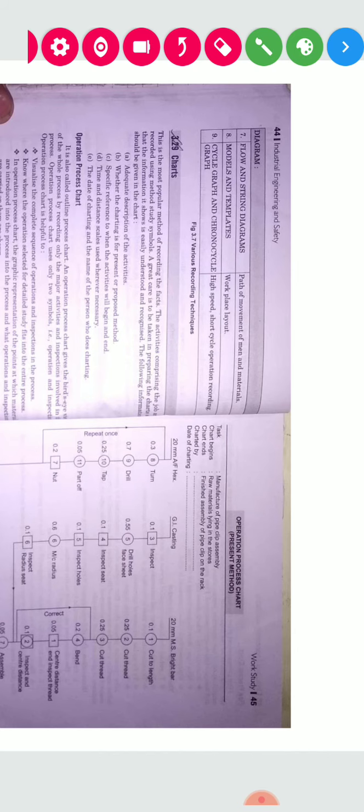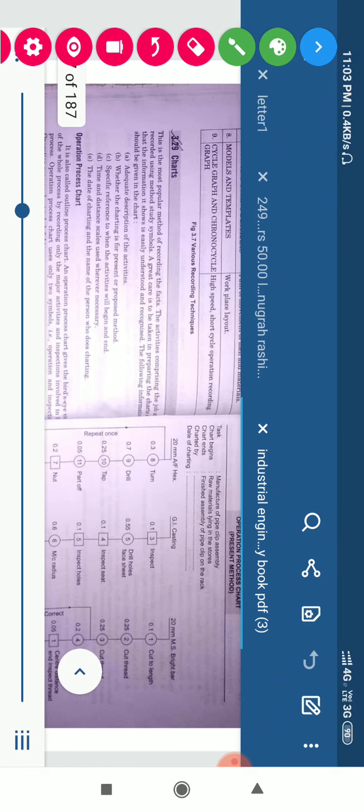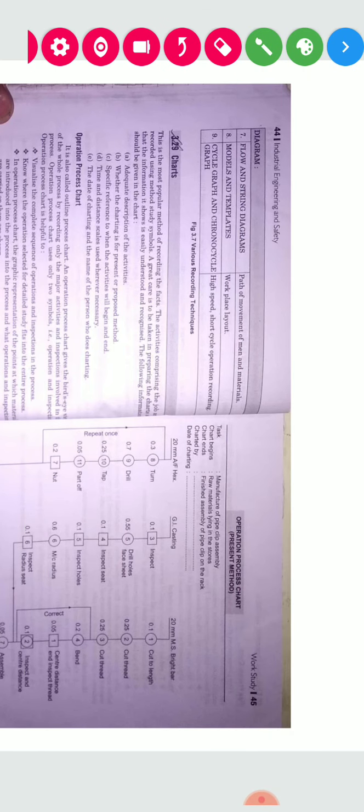And after this we come to the ninth chart, the cycle graph and chronological graph, where high speed, short cycle operations are recorded. This means the process involves a very fast procedure of operation. There we come to know of it with this type of chart, called the cycle graph and chronological graph.